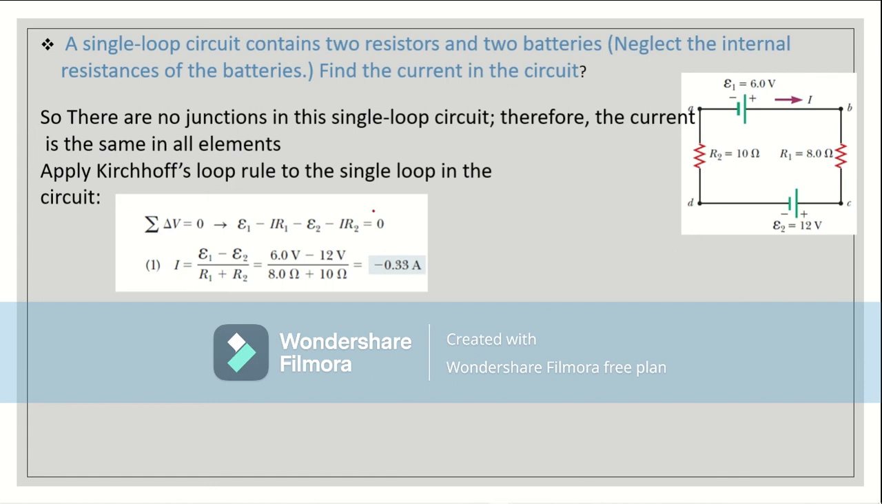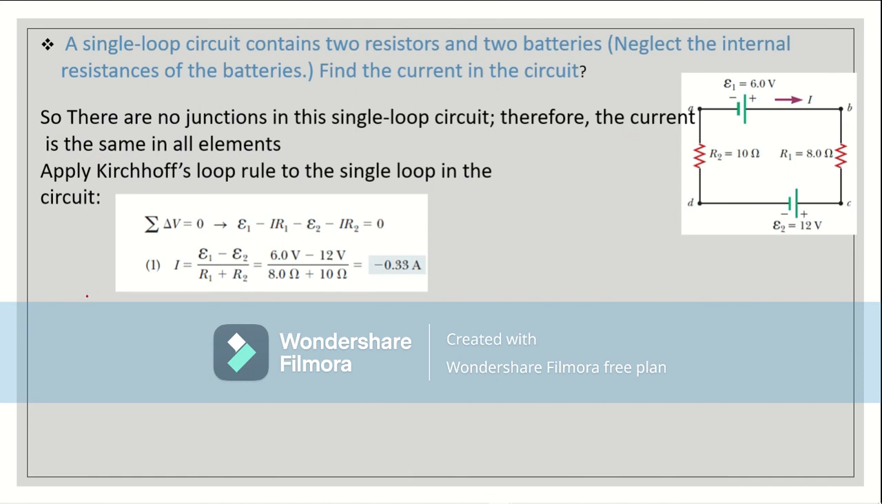In this question, a single loop circuit contains two resistors and two batteries. Neglect the internal resistance of the batteries. Find the current in the circuit. Okay, so there is no junction in the single loop circuit. Therefore, the current is the same in all elements.